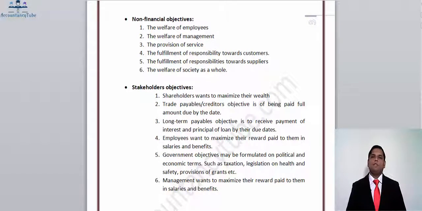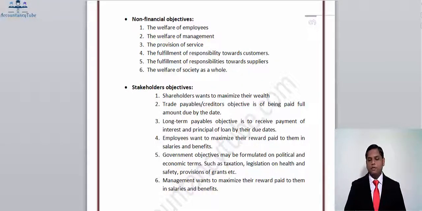After that, we have fulfillment of responsibility towards customers. It's best if we keep our responsibilities towards the customers satisfied. In today's world, it's very important to keep the customers happy. Otherwise, negative publicity can reach one part of the world from another in just a matter of a share button. So it's important to keep the customers happy. We need to go beyond our capabilities to keep the customers happy.